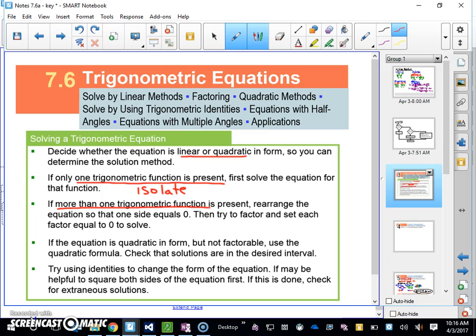If there's more than one trig function, or more than one variable function, you're going to try to factor, okay? So set one side equal to 0 and try to factor and solve. Sometimes you won't be able to factor, but you can use the quadratic formula. Otherwise, you've got some other tricks. Maybe you can square both sides, or maybe you can use the identities to do a substitution. You've got all these different things that you could try.